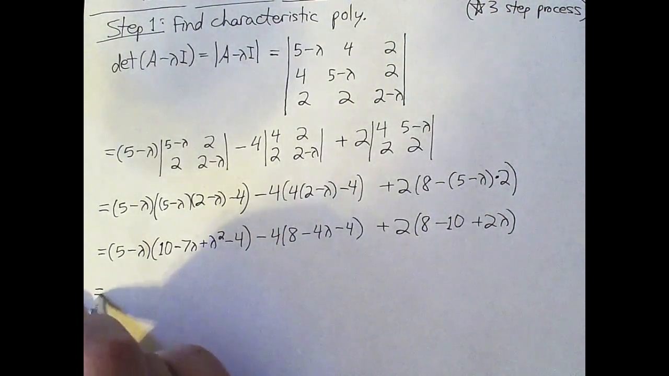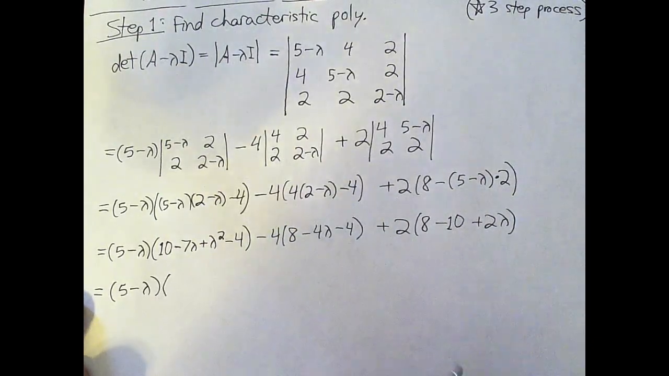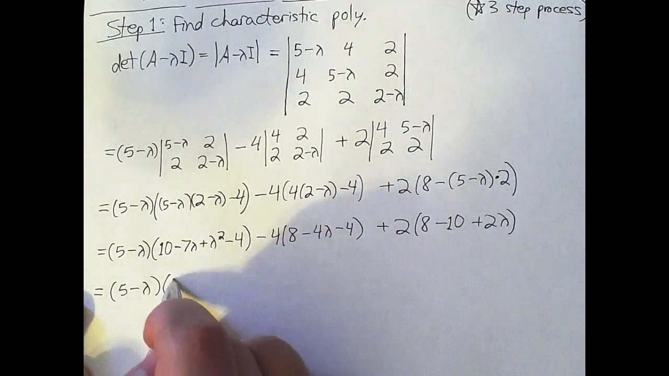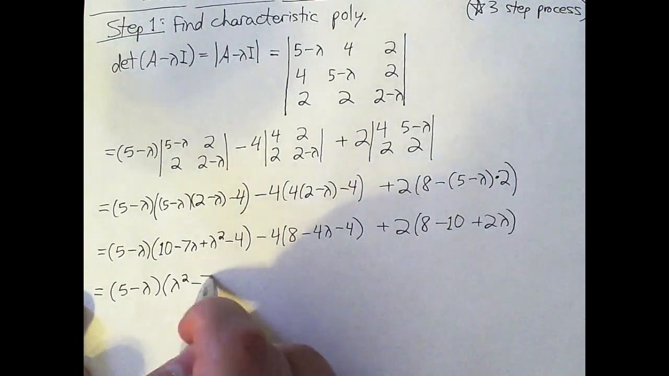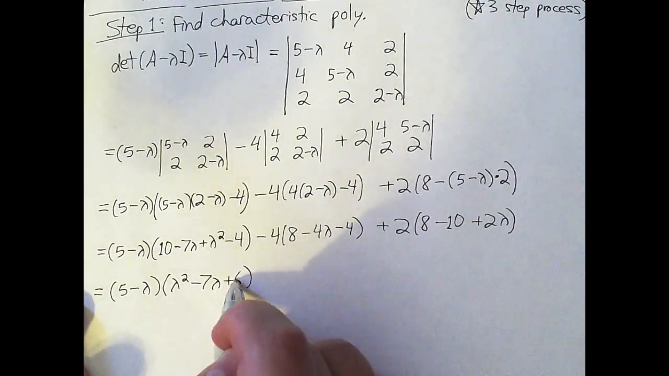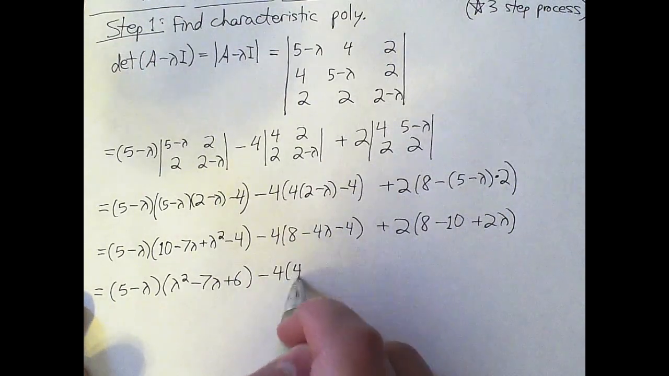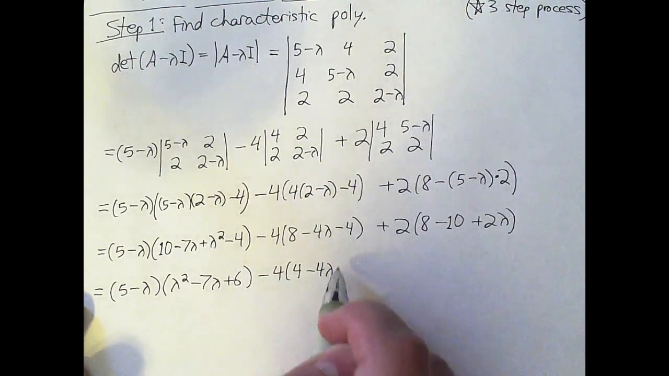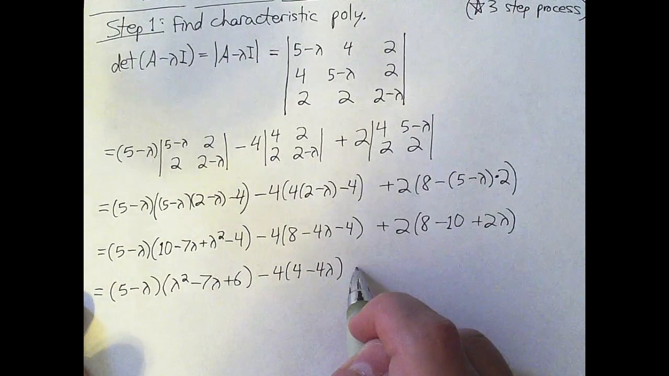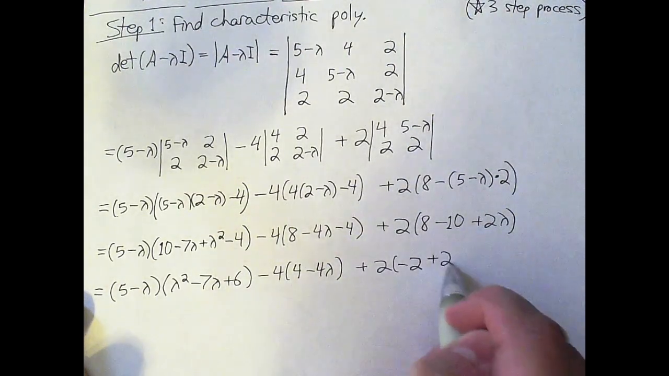Let's do another simplifying step, because I definitely see some terms that we can combine. Also, with polynomials, we usually write the highest power first. So let's go lambda squared minus 7 lambda plus 6. And then minus 4, this could be 4 minus 4 lambda. And then this could be plus 2 minus 2 plus 2 lambda.